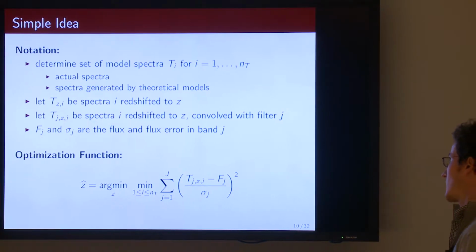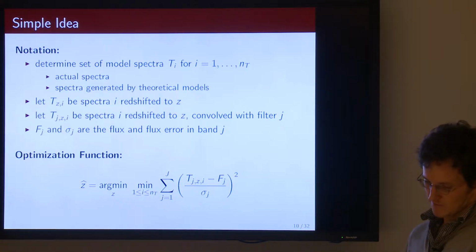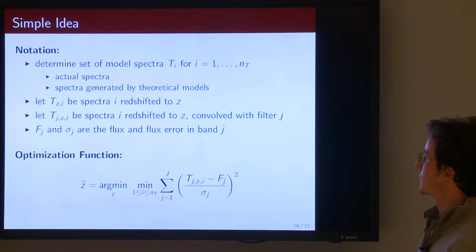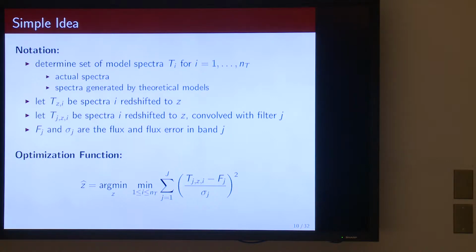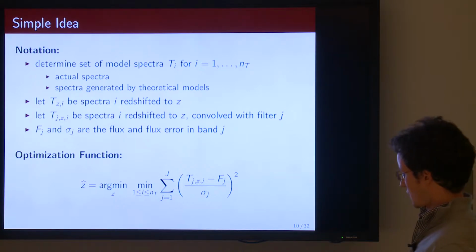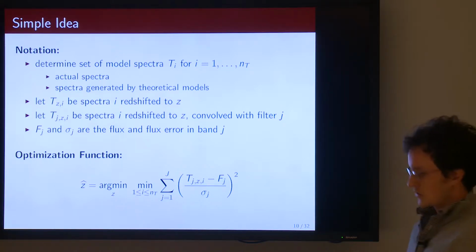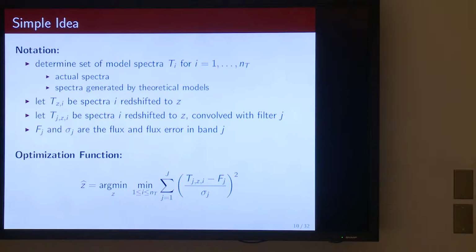So what goes on in EAZY and in a lot of other photometric redshift estimation methods is to develop a model for what the spectra look like. These are often called templates because the model is really just a set of spectra. So these spectra I'll denote with the symbol T_i.